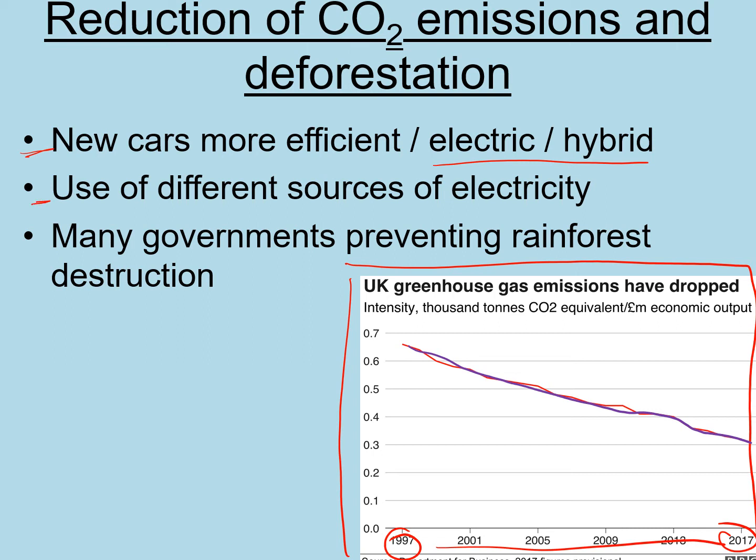We also use different sources of electricity, so there's a lot more wind farms and nuclear power nowadays, whereas previously we would have been using a lot more coal. And also many governments are preventing rainforest destruction. So that's in different regions of the world. Obviously it doesn't apply to the UK, but the rate at which the rainforests are being chopped down and destroyed is being slowed. I'm not going to give you much more information on that because it means that you've got some research to do for the next part of your poster.